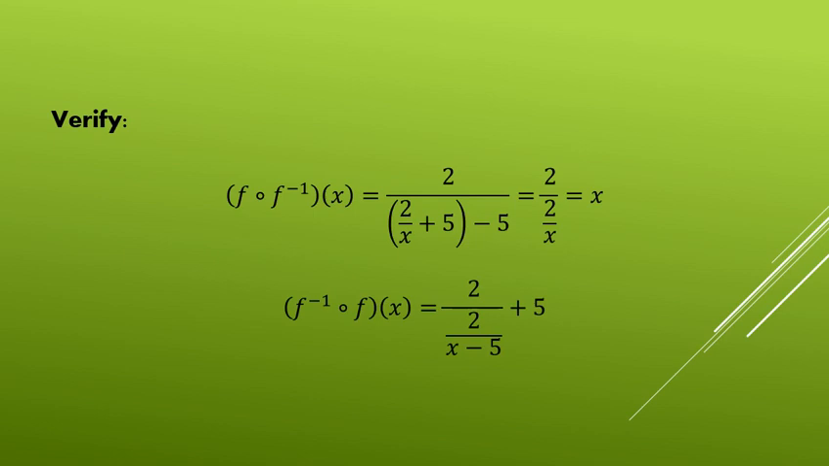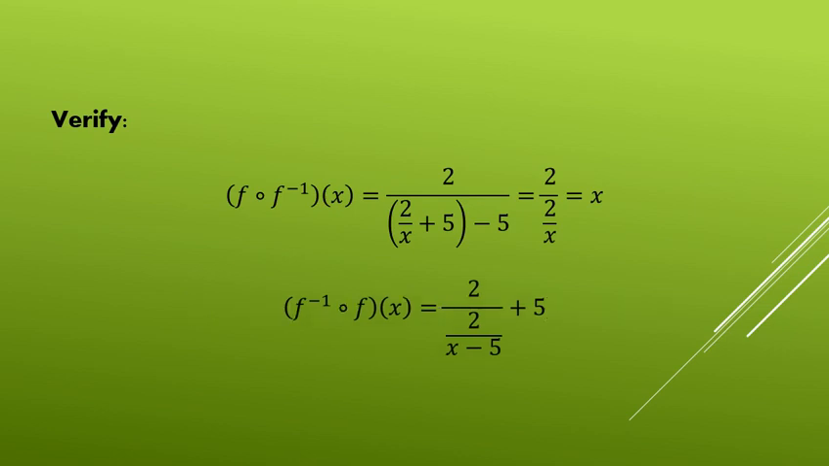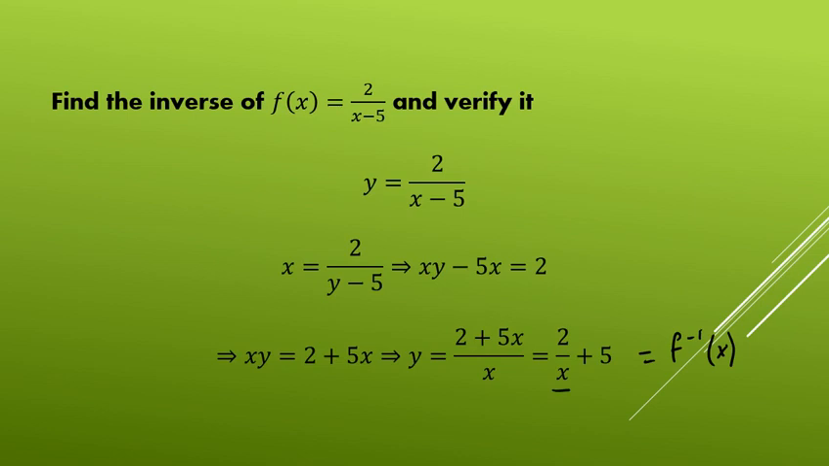Now I have f inverse composed with f. This is 2 over x minus 5, and then plus 5. Again, the variable in the inverse was underneath the 2, so we replaced it with the entire function f. Again, dividing by a fraction is the same thing as multiplying by its reciprocal. So we get x minus 5 and then plus 5. Minus 5 plus 5 is 0, so we just get x. So this is our verification, and we do know that this guy right here is indeed our inverse.